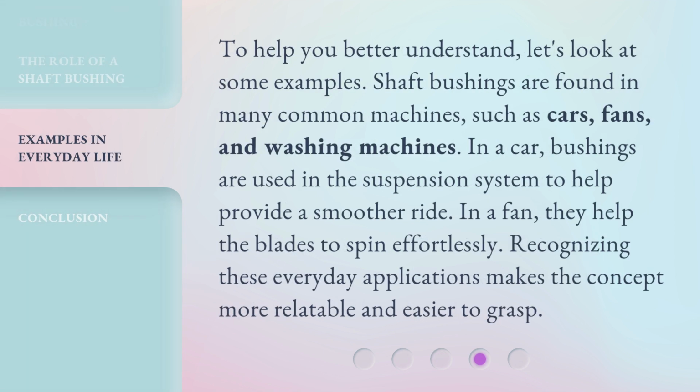To help you better understand, let's look at some examples. Shaft bushings are found in many common machines, such as cars, fans, and washing machines. In a car, bushings are used in the suspension system to help provide a smoother ride. In a fan, they help the blades to spin effortlessly. Recognizing these everyday applications makes the concept more relatable and easier to grasp.